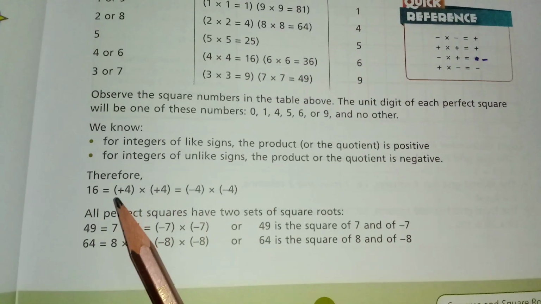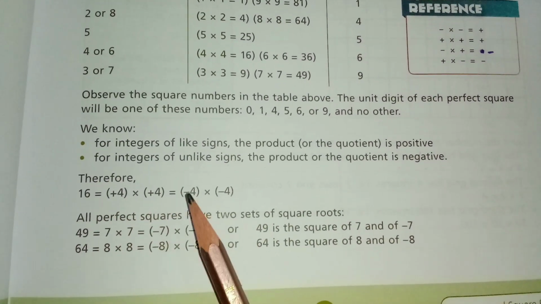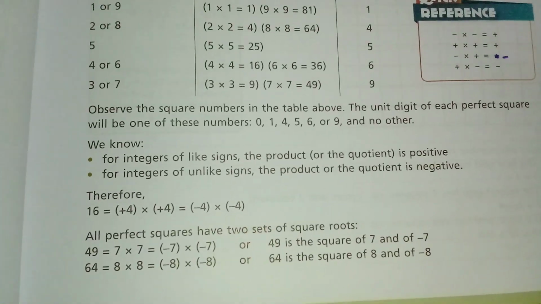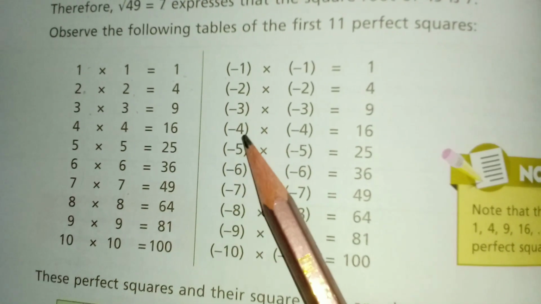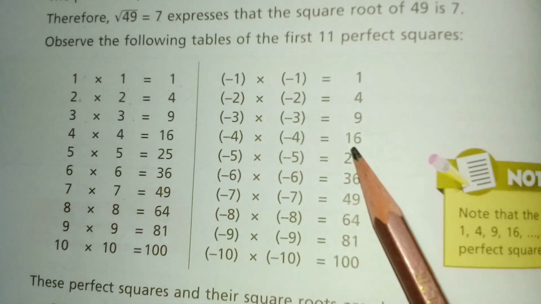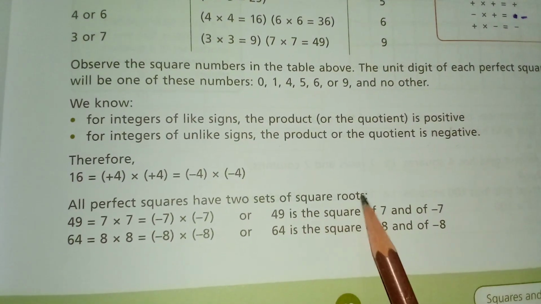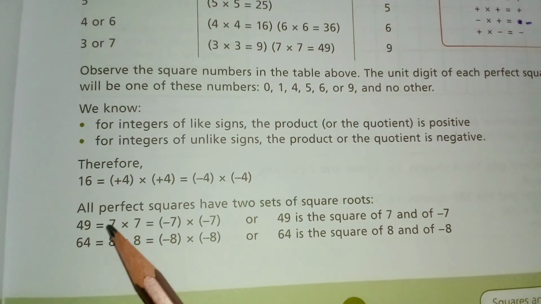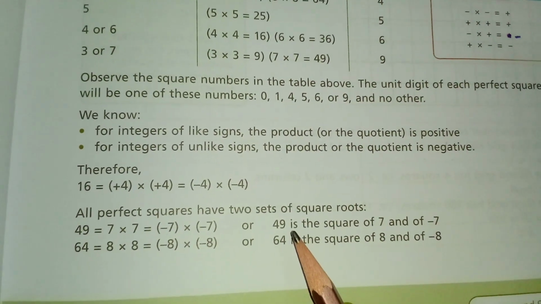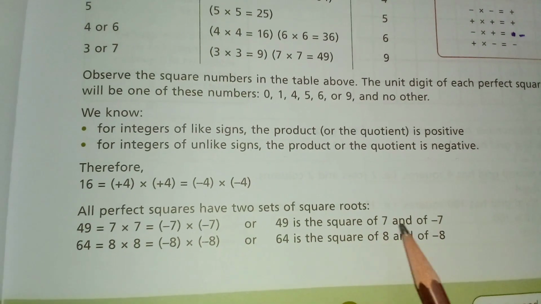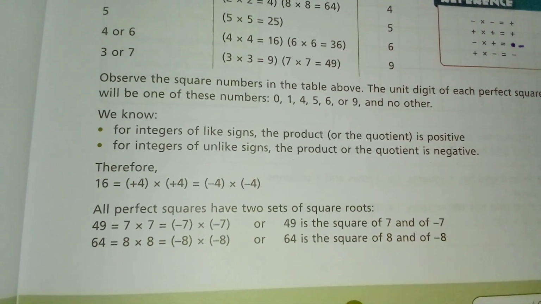So 16 is the perfect square of 4 multiplied by 4 or minus 4 multiplied by minus 4, as 4 multiplied by 4 is equal to 16 and minus 4 multiplied by minus 4 also equals 16. So all perfect squares have two square roots. 49 is equal to 7 multiplied by 7 or minus 7 multiplied by minus 7. So 49 is the square of 7 and of minus 7.